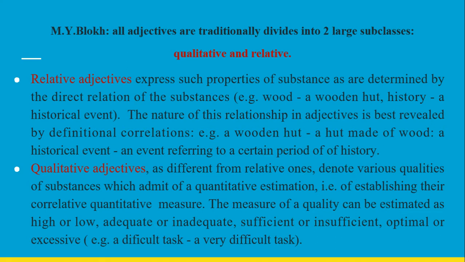Bloch traditionally divides adjectives into two large subclasses, qualitative and relative. Relative adjectives express such properties of substances as are determined by the direct relation of the substances. Qualitative adjectives, as different from relative ones, denote various qualities of substances which admit of a quantitative estimation.